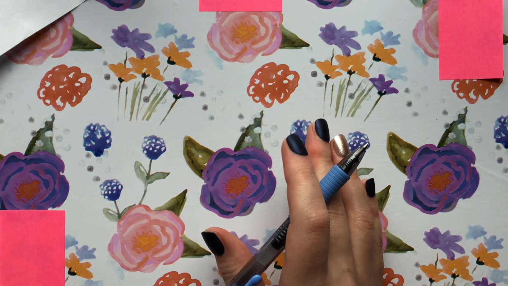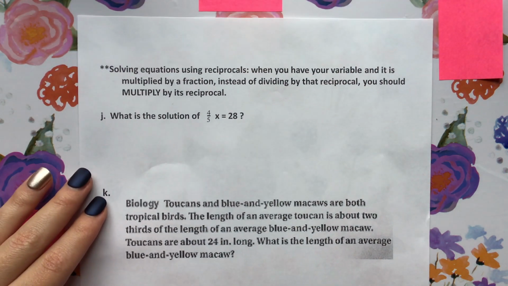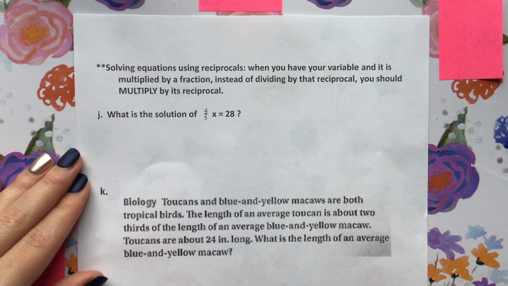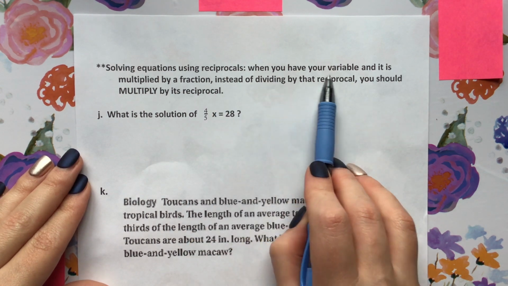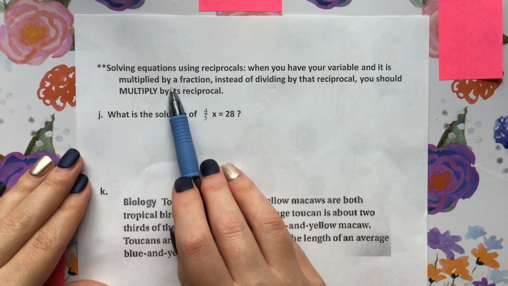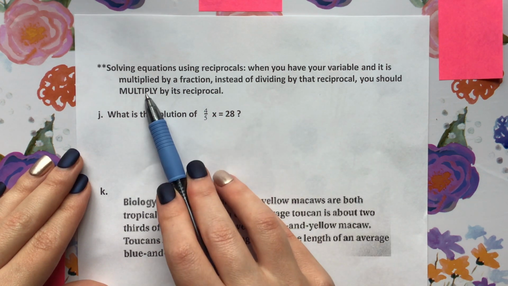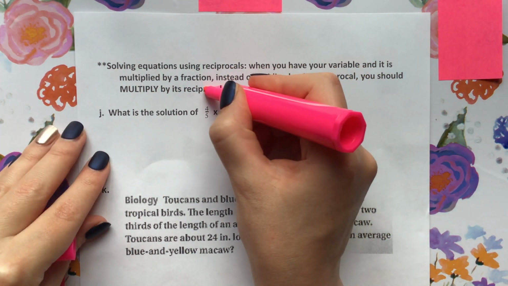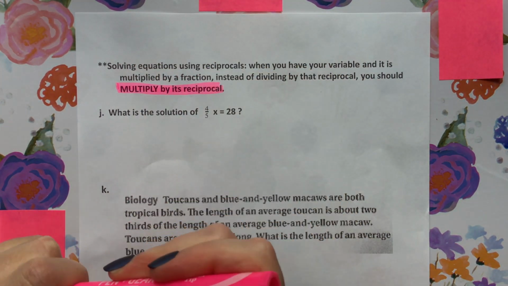We have just a couple more problems, and then we'll be done. It says, solving equations using reciprocals. When you have your variable and it is multiplied by a fraction, instead of dividing by that fraction, you should multiply by its reciprocal. I am going to highlight that because that is really important, and this is going to be one of the hardest things for people to remember.